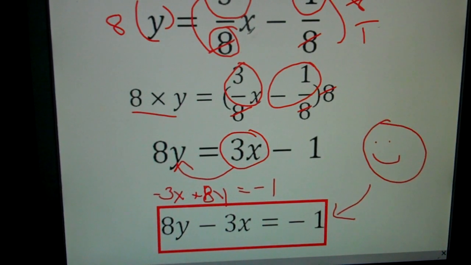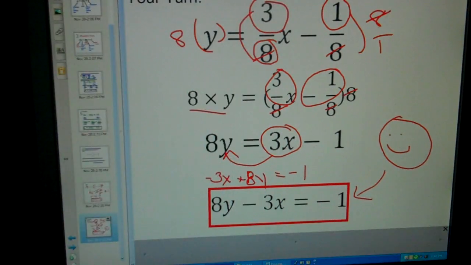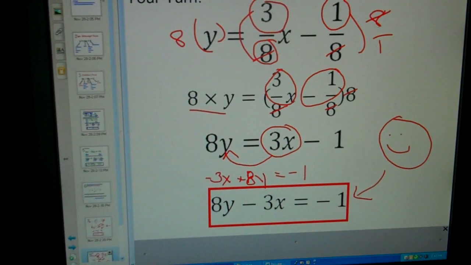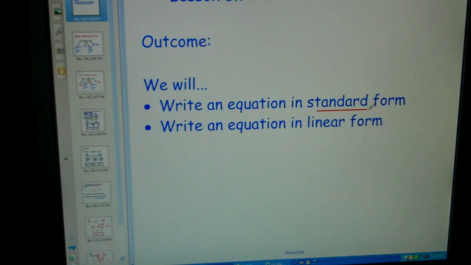Okay? I want you to pause this and replay it and try to do it again on your own. It does no good to just shut me off right now and have questions and not know how to do it. Pause it, try to do it again, write down any questions that you have. We went over our outcome: we know standard form, and we know how to take standard form and put it in linear form, and vice versa.